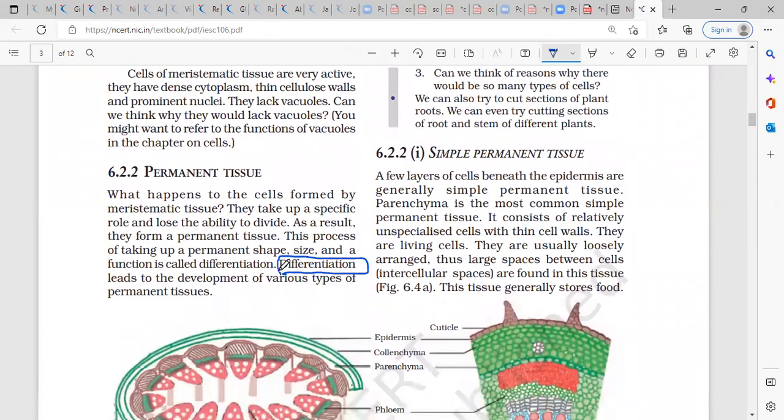So first of all, what you will write? You will write hashtag differentiation, and then you will write this: when meristematic tissue loses the ability to divide, it forms permanent tissue. This process of taking a permanent shape, size, and function is called differentiation. Very important.